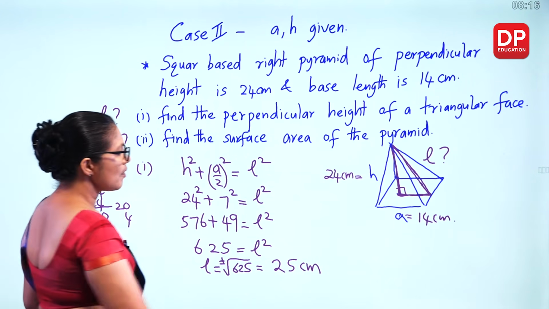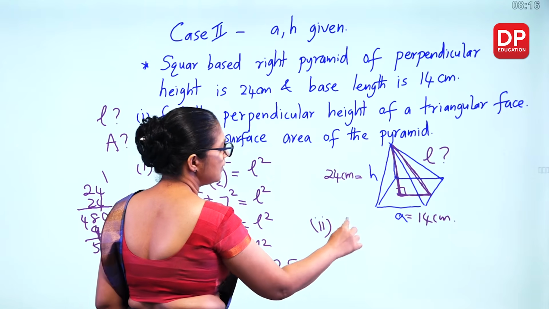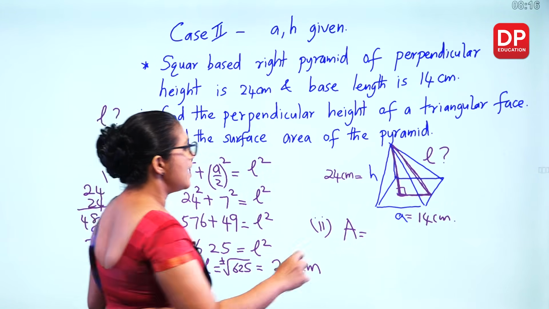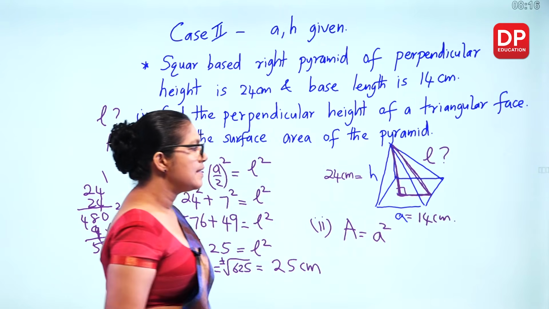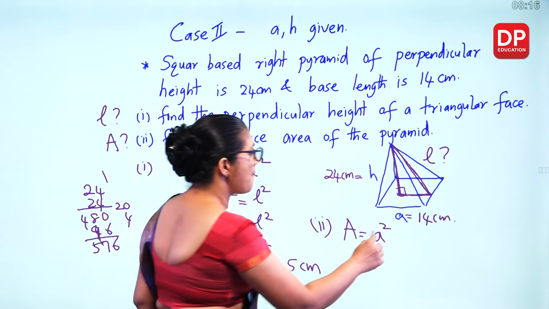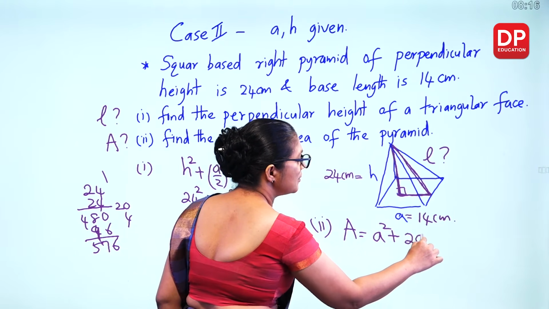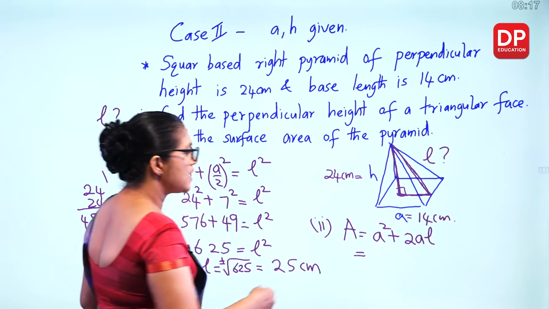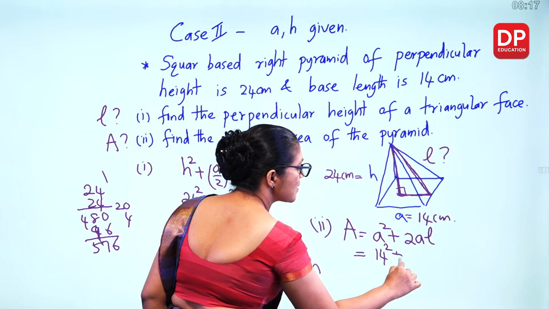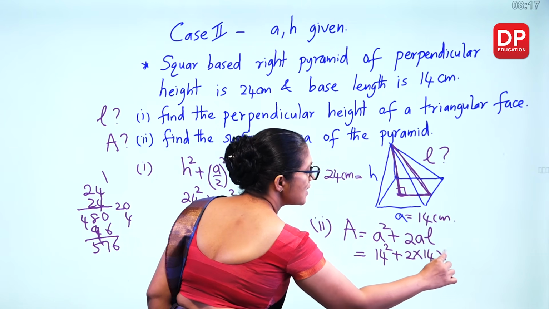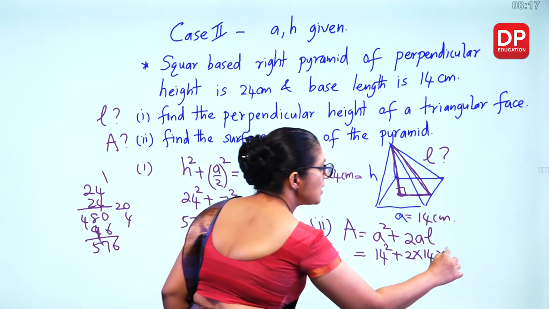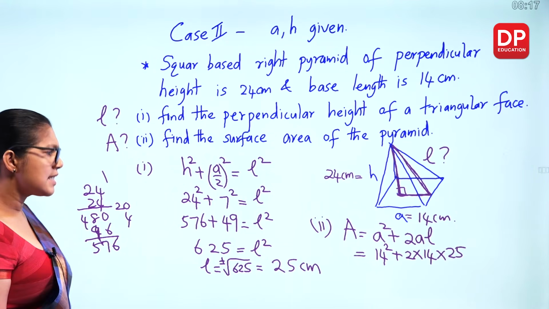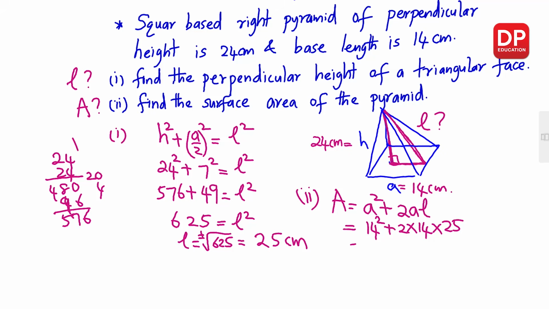We know what's the formula for surface area. If you can remember, you can straight away apply the formula. A squared, that means the area of the base, plus 2AL. Now try to plug these values. We know A is 14, 14 squared plus 2 times 14 times L. L we found as 25. Now what's 14 squared? 14 times 14 is 196.